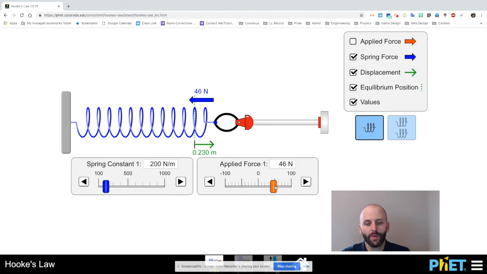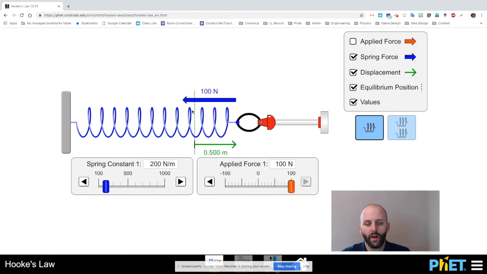Now the relationship is here, if I were to show you real quick, let's put it at 100, you'll note that the force divided by the spring constant gives us the displacement. So it was stretched to ½ meter. Now it's in the opposite direction, so we would have to say negative ½ meter.